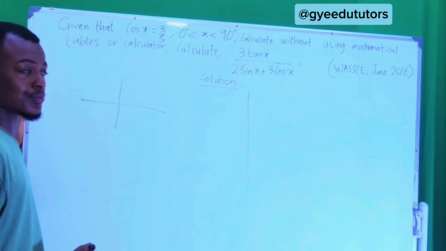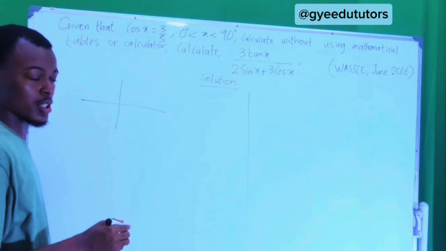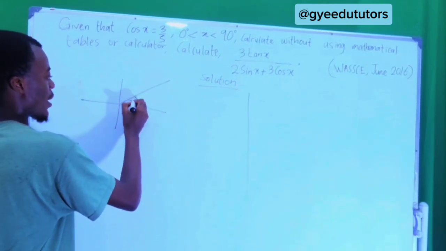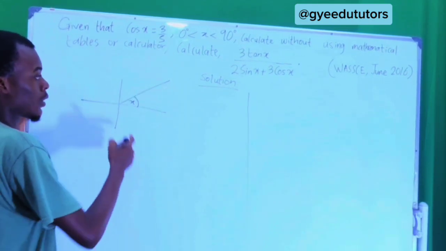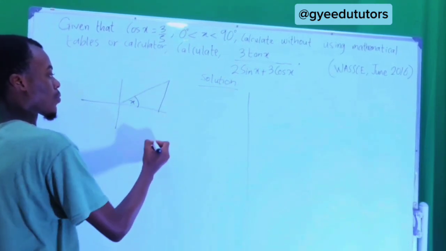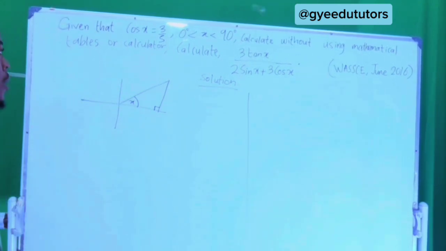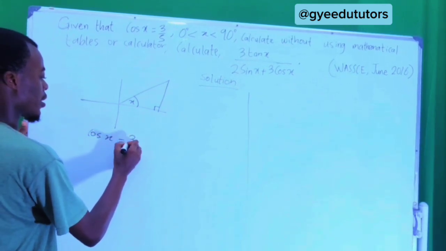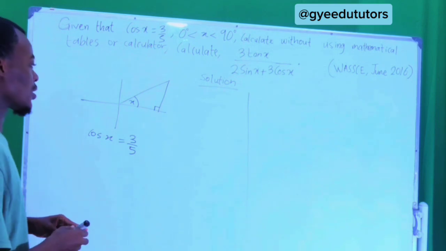Now, cos is adjacent over hypotenuse. So we draw our triangle here and we put our x here. This angle is between 0 and 90 degrees. Now let's do a right angle triangle so that we trace it towards our hypotenuse. They are saying cos x is equal to 3/5.